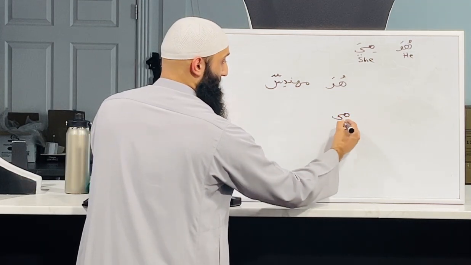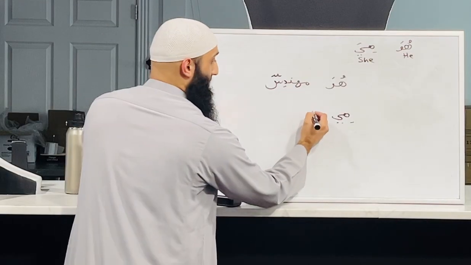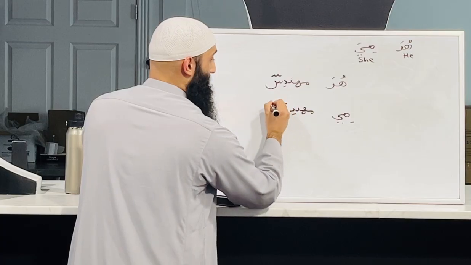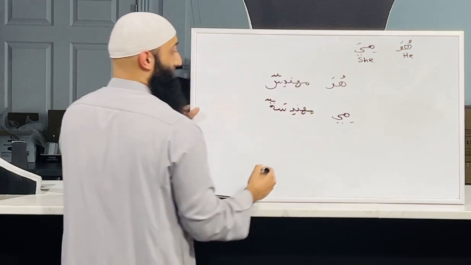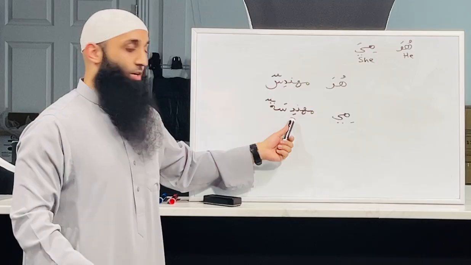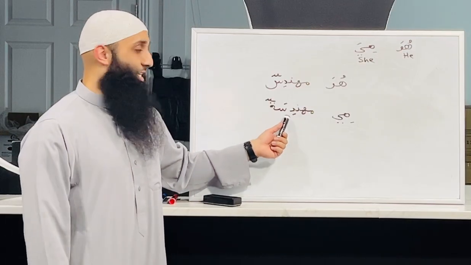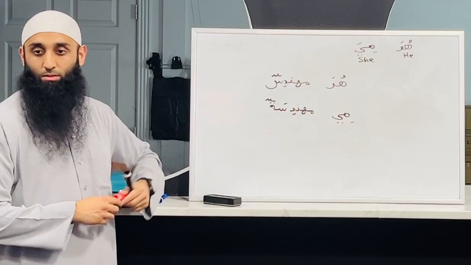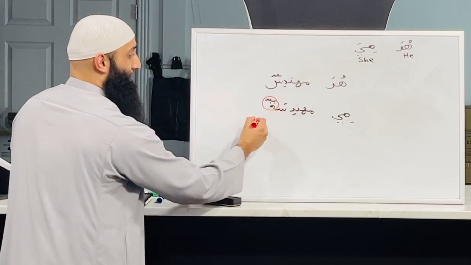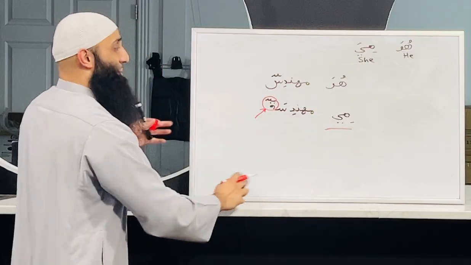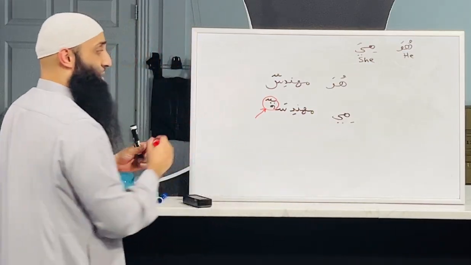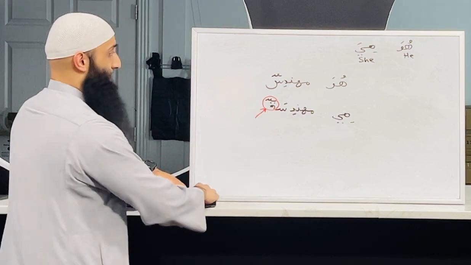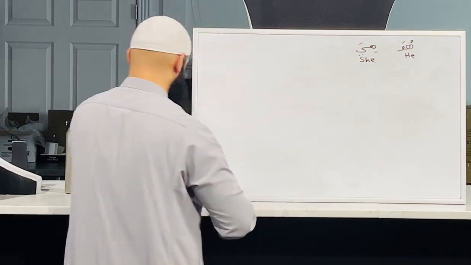Let's transform it now to the girl version. Hiya muhandisatun. She is an engineer. Is this a masculine engineer or a feminine engineer? Feminine. How do we know? The ta marbuta at the end. And also hiya, right? But look, the ta marbuta means she's a female engineer. If I was to say this, yeah?